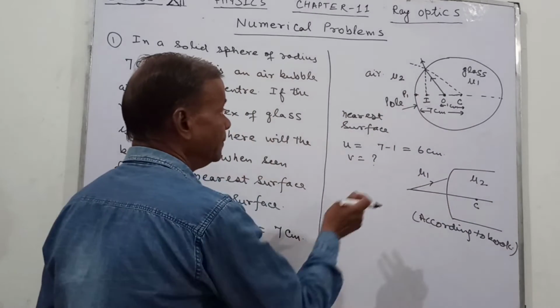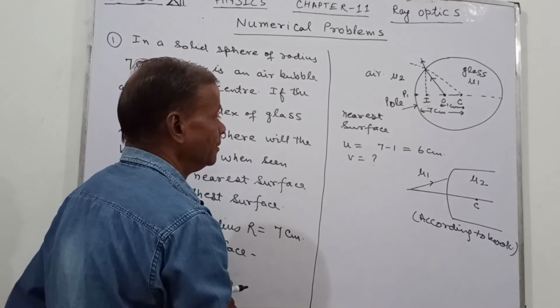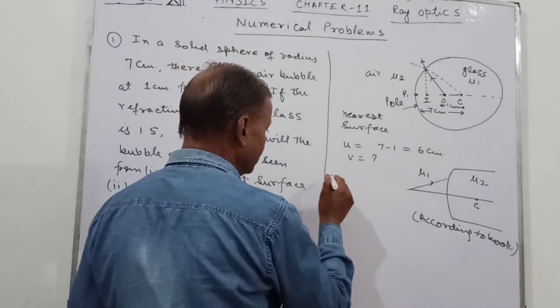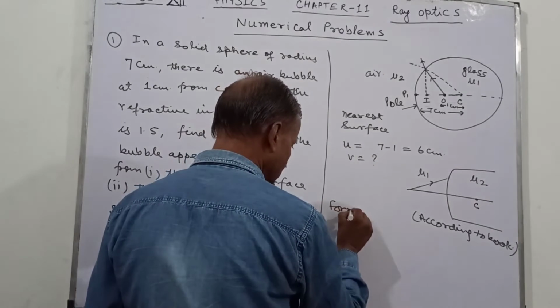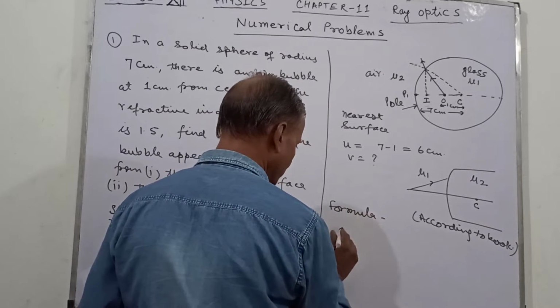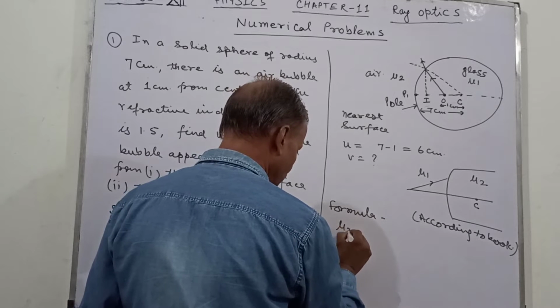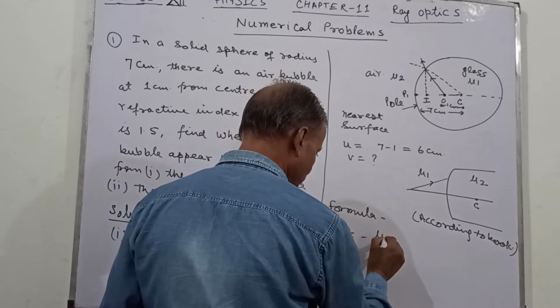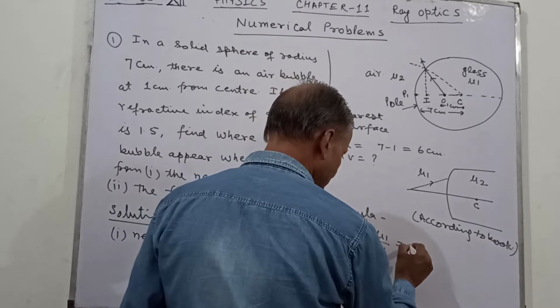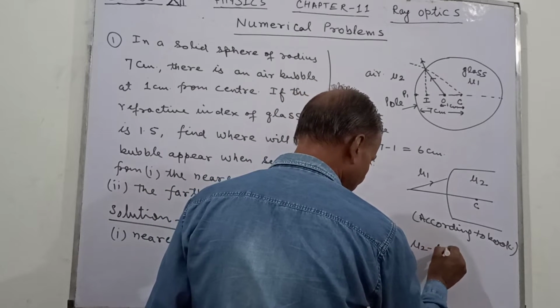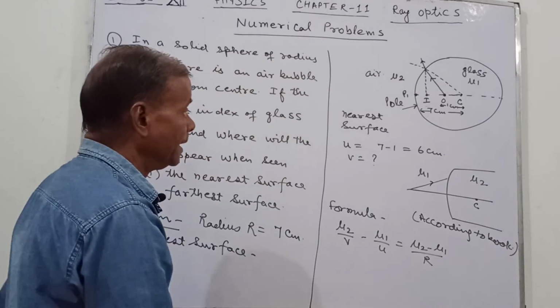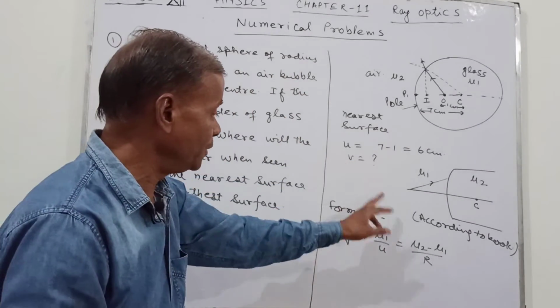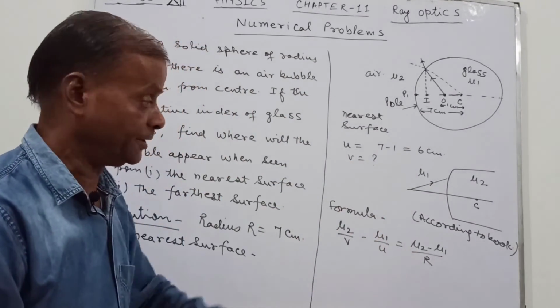That we know. But this is just opposite. So now we will use the formula: mu2 upon v minus mu1 upon u is equal to mu2 minus mu1 upon r. And here this u and r both are negative.